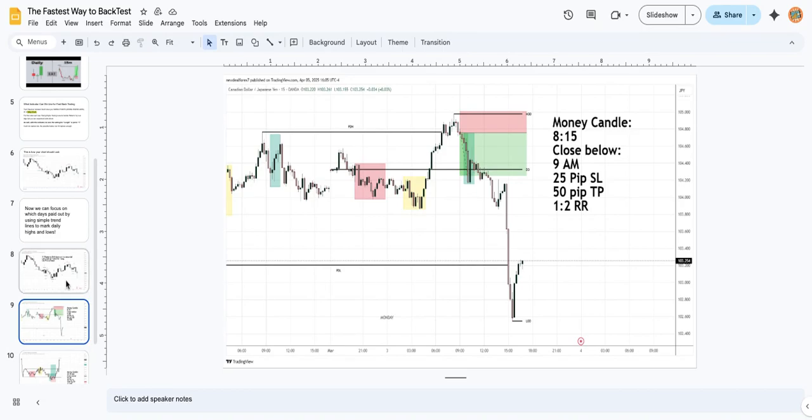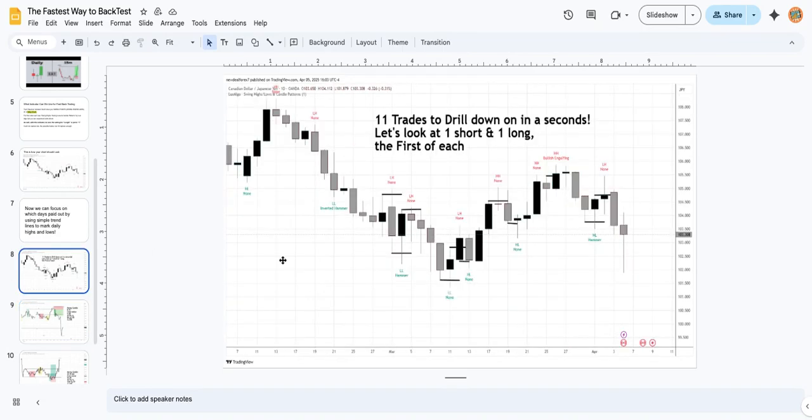Okay, now the next thing I'm going to show you is a long example based on this chart right here. Okay, and it's actually the very next day. It's the same pair.